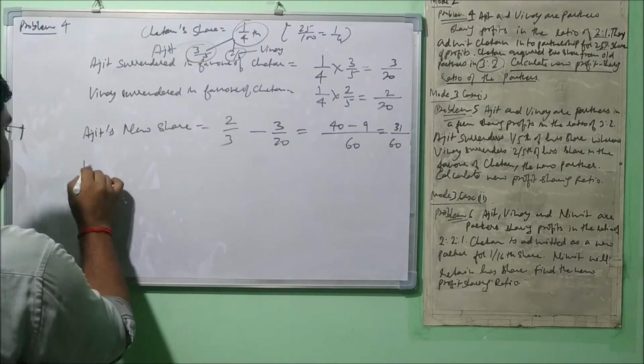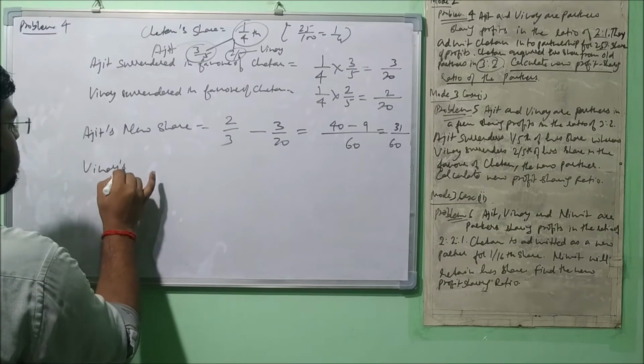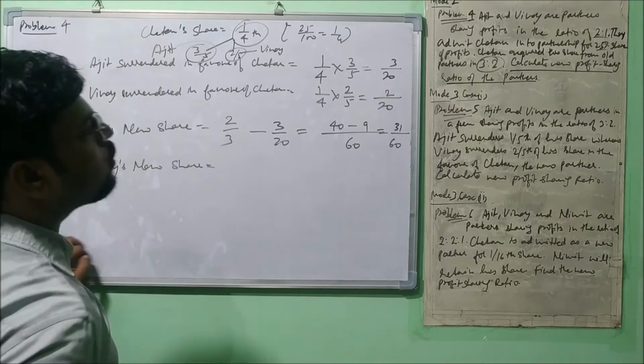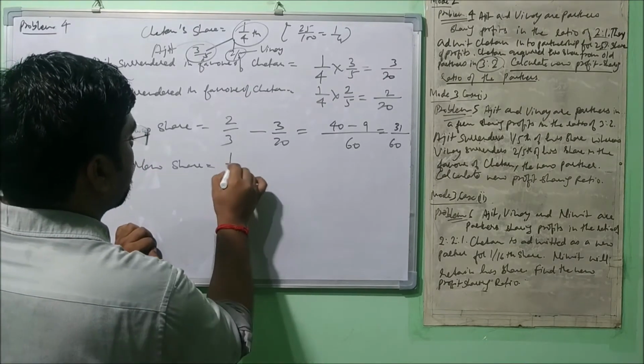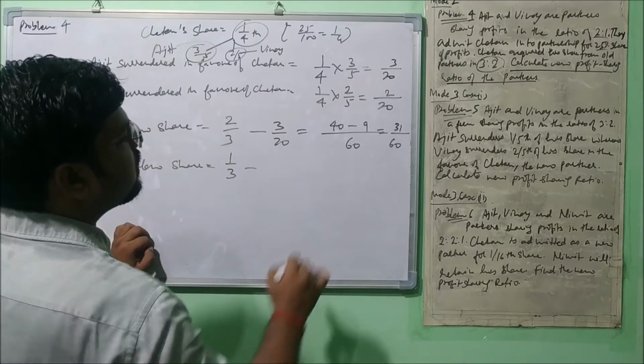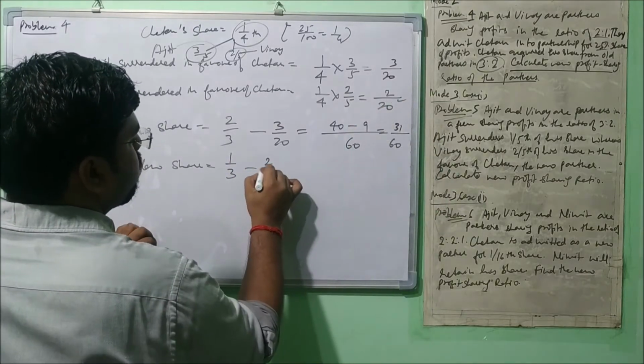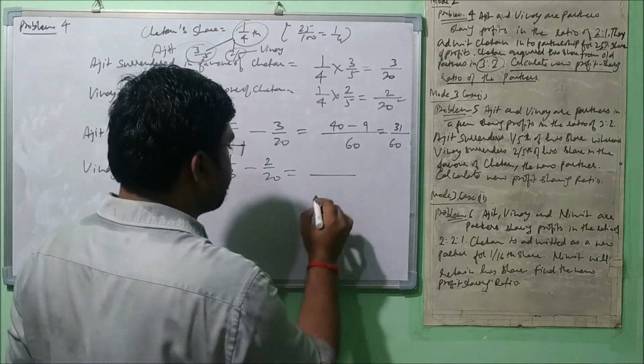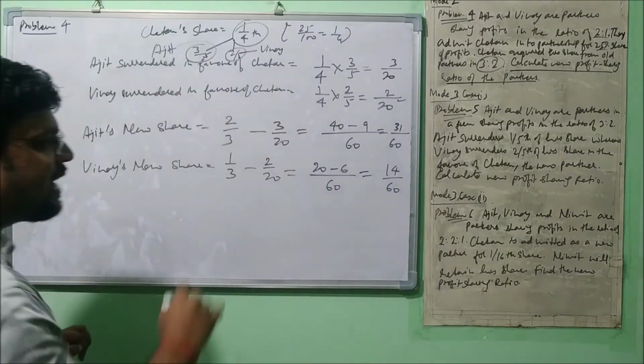Now similarly we will calculate the new share for Vinay. What was his old share? 1 by 3. And how much has he surrendered? 2 by 20. So let's see how much he is left with. 14 by 60. So that is their new ratio.